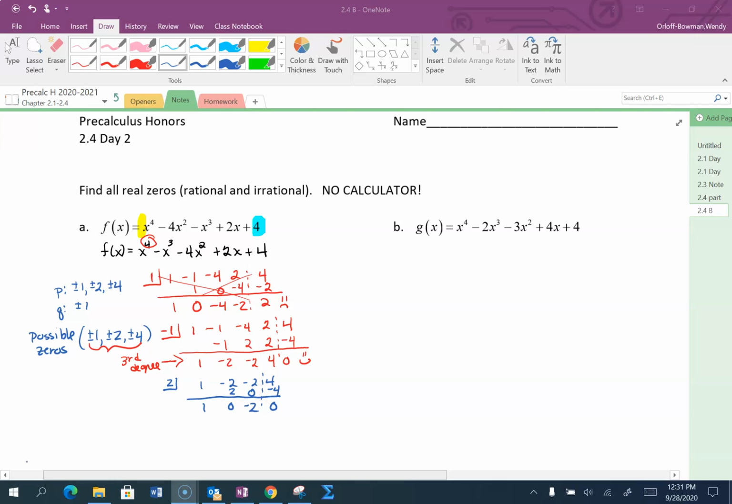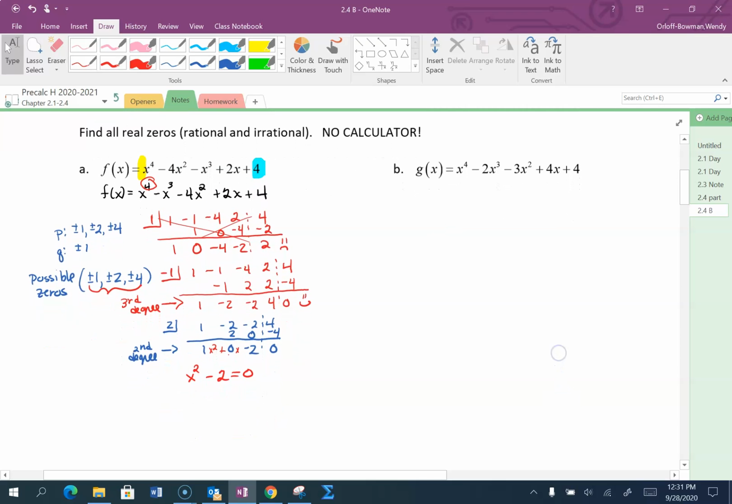Now, I don't have some magic power. It's really just checking all possible zeros if I don't have a graphing calculator. So now I'm at a 2nd degree, a quadratic. I'm happy. So now I know that this can be rewritten as x squared plus 0x minus 2 equals 0. So you could see that in there. So this can be solved.